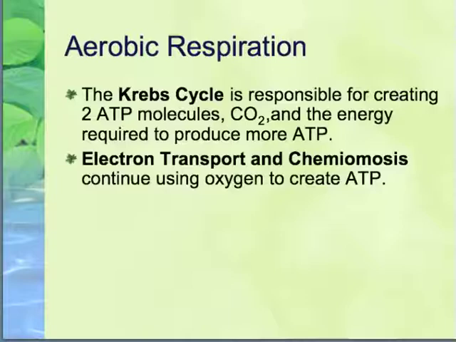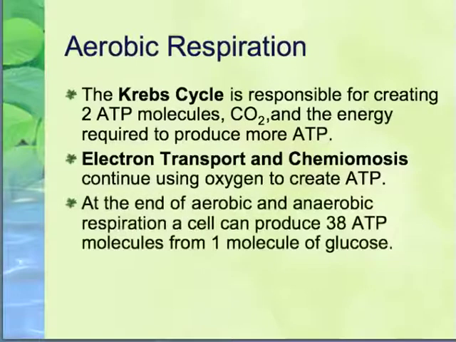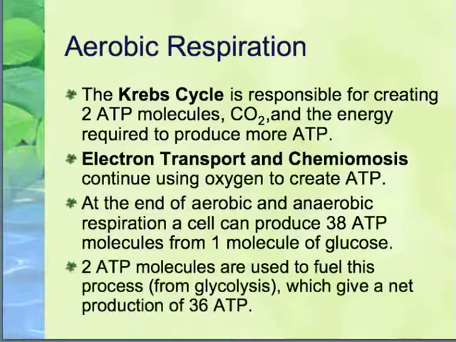So for aerobic respiration to happen, we have to start with an anaerobic process of glycolysis. But then we enter into the Krebs cycle and we really start to get things going. At the end of the aerobic and anaerobic respiration in a cell, we can produce 38 ATP molecules from 1 molecule of glucose. Obviously, aerobic respiration is much, much more efficient, right? Well, don't forget we did spend some energy. We did spend 2 ATP molecules to fuel the process from glycolysis. That gives us a net production of 36 ATP molecules from 1 molecule of glucose.